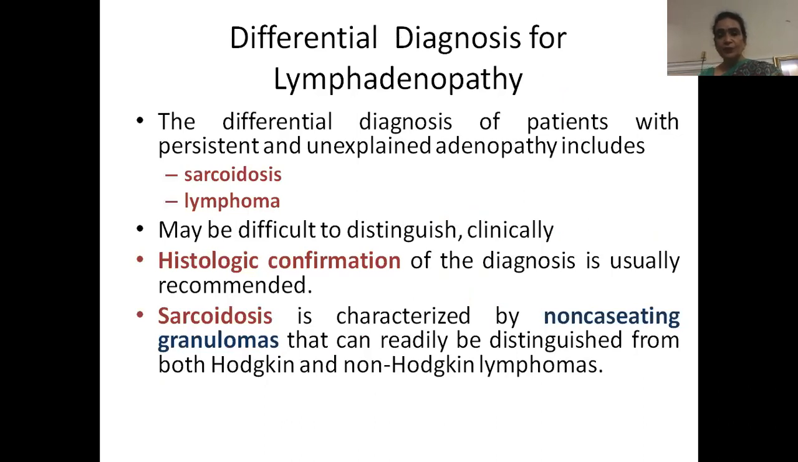The differential diagnosis of patients with persistent and unexplained adenopathy includes sarcoidosis and lymphoma. These two conditions are difficult to distinguish clinically, and histological confirmation is required. Sarcoidosis is characterized by non-caseating granulomas that can readily be distinguished from both Hodgkin's as well as non-Hodgkin's lymphoma.